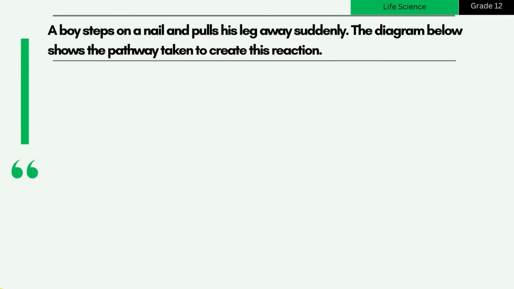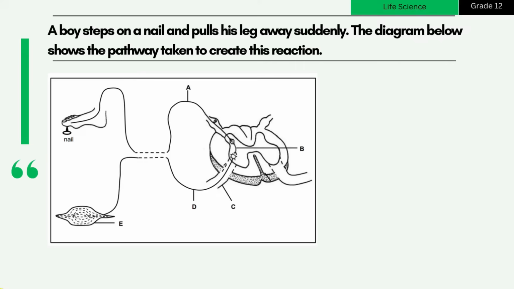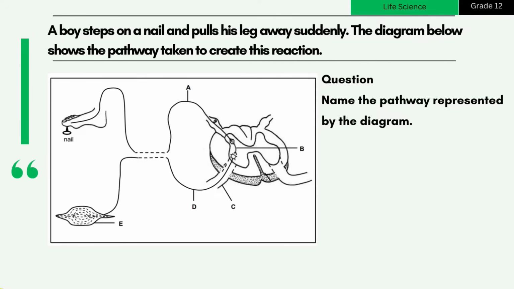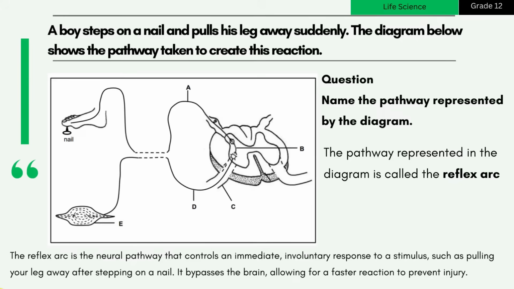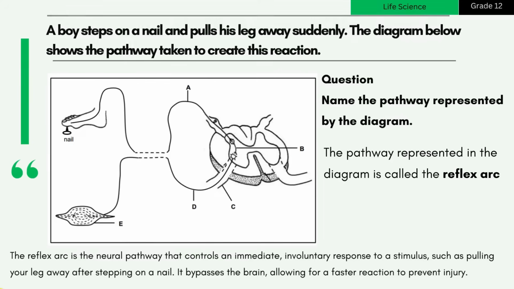A boy steps on a nail and pulls his leg away suddenly. The diagram below shows the pathway taken to create this reaction. Question. Name the pathway represented by the diagram. The pathway represented in the diagram is called the reflex arc. The reflex arc is the neural pathway that controls an immediate, involuntary response to a stimulus, such as pulling your leg away after stepping on a nail. It bypasses the brain, allowing for a faster reaction to prevent injury.